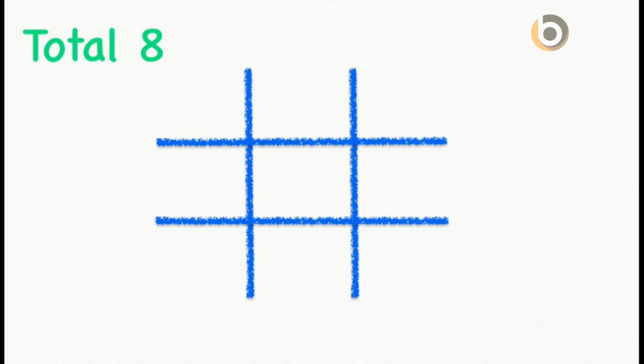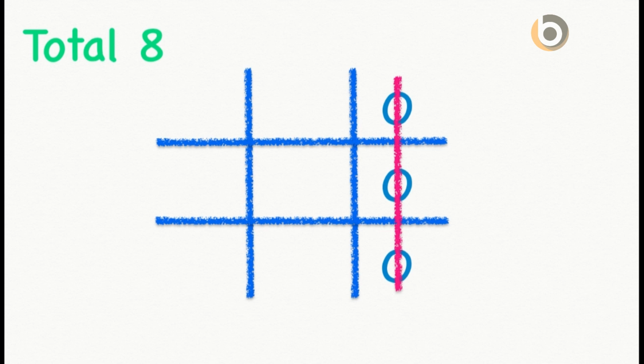The first combination is the first row. So if a player gets the first row, he is the winner. And similarly the second row and the third row. So this counts to 3, and then we have the columns. If any player gets a column, he is also a winner. So we have this for 3 columns, the first, second and the third one. So this counts up to 6.